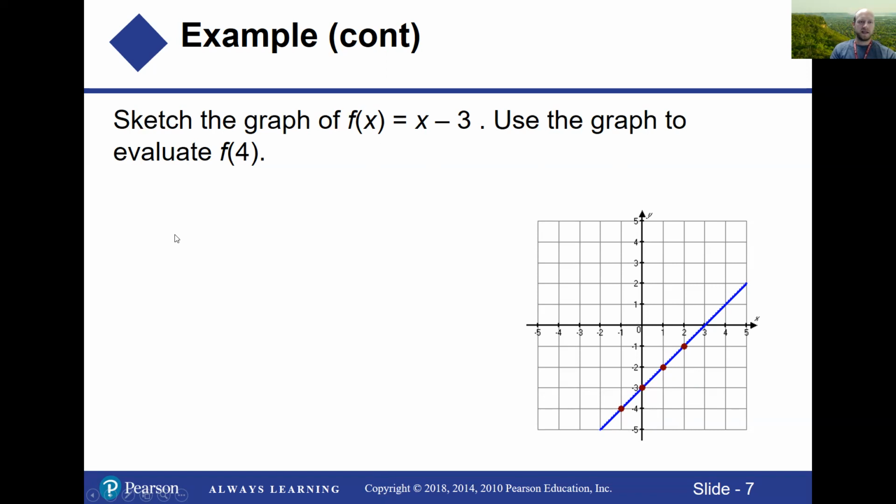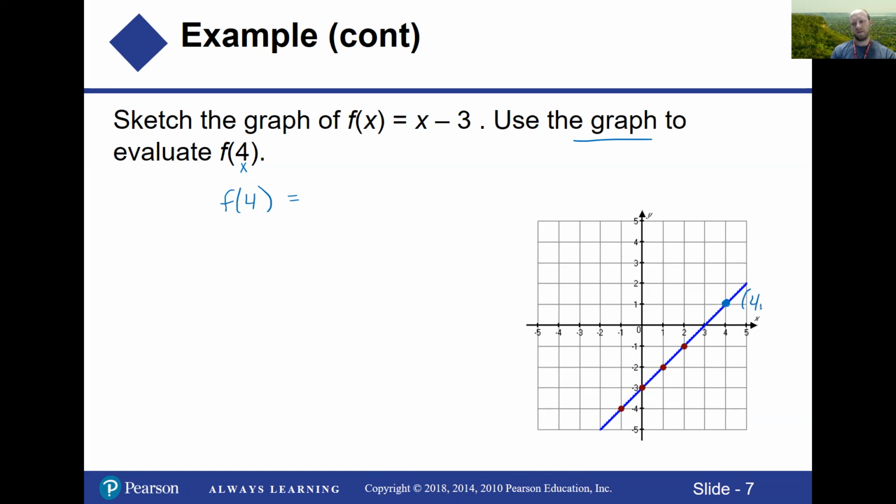But let's use the graph to evaluate f of 4. So use the graph to evaluate. There's 2 different ways, right? You could use this formula, and I'll do that in a second, but let's just use the graph. Let's follow their directions. Well, a graph to evaluate f of 4 means when we have an x value of 4, what is y? So f of 4, the y value, what is that equal to, right? When x is 4. Well, when x is 4, y is 1. So they're talking about this point right here.